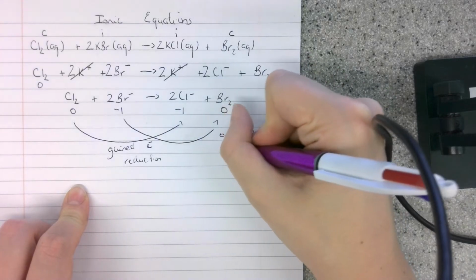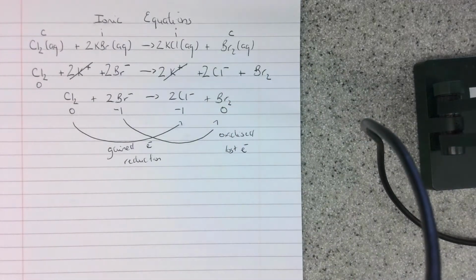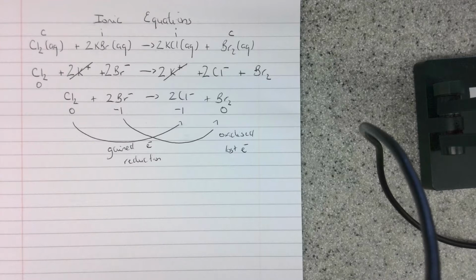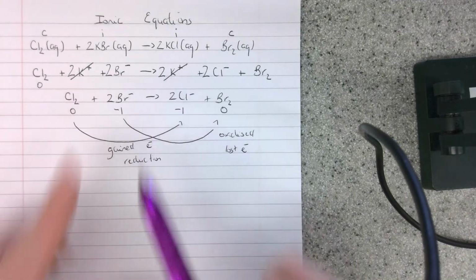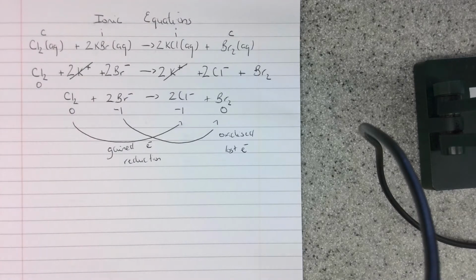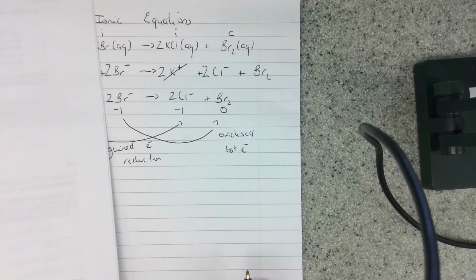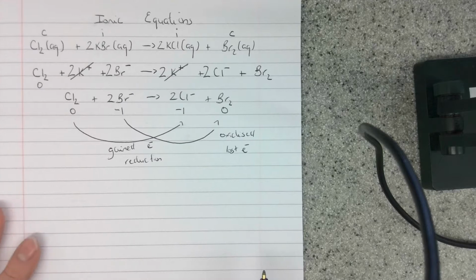So ionic equations are really useful for being able to see what has lost electrons, what has gained electrons, and in the case of potassium, what hasn't been involved in the reaction at all. I'm going to do one other one and then I will get you to practice yourself.